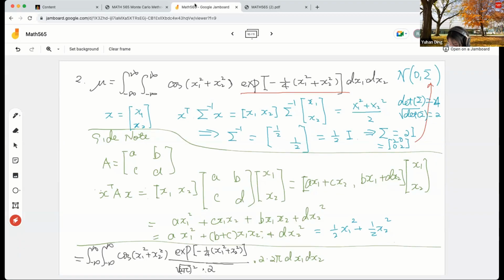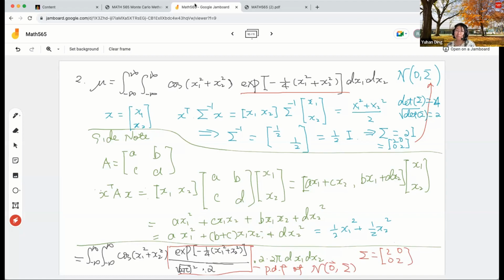And then we know this part actually is the PDF of this vector and sigma. Sigma is 2, 2. Okay?